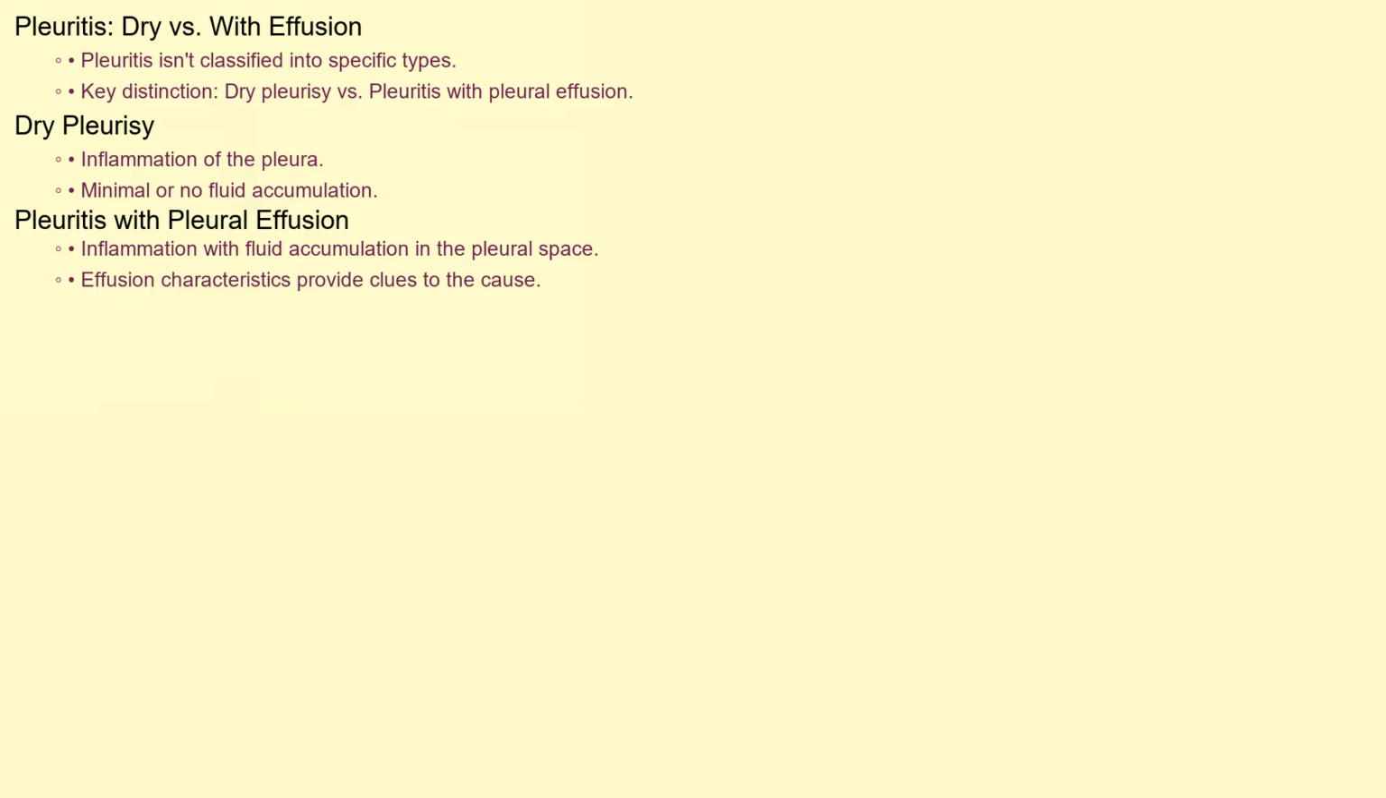While pleuritis itself isn't categorized into specific types, it's important to differentiate between dry pleurisy and pleuritis with pleural effusion. Dry pleurisy refers to inflammation without significant fluid accumulation. When fluid does accumulate in the pleural space due to the inflammation, it's considered pleuritis with pleural effusion. The presence and nature of the effusion can provide valuable clues about the underlying cause.